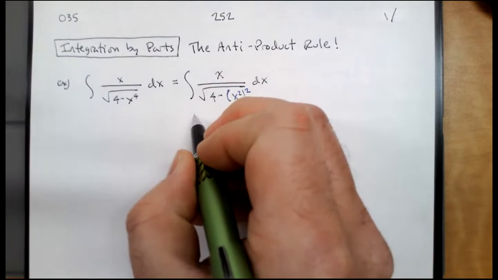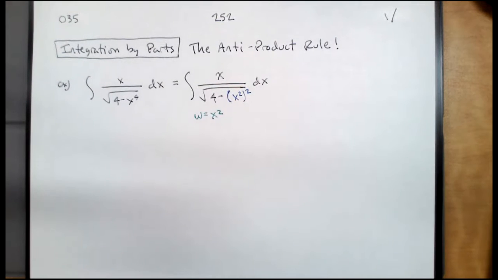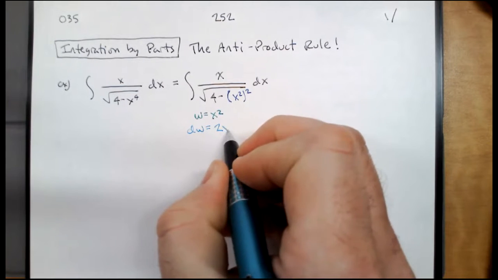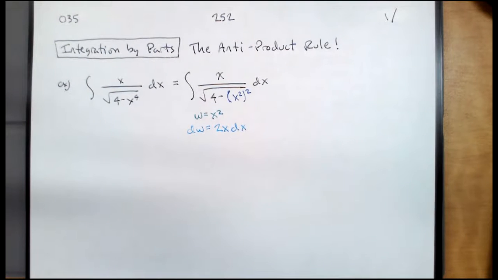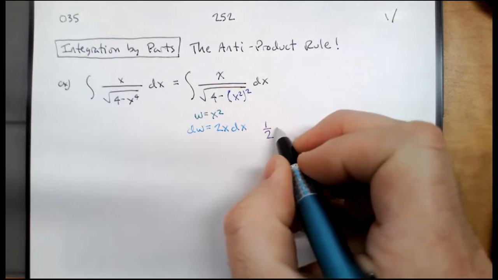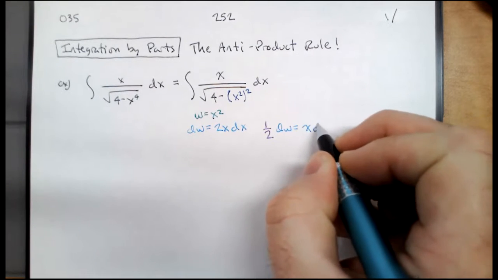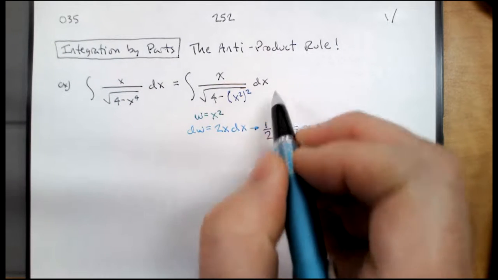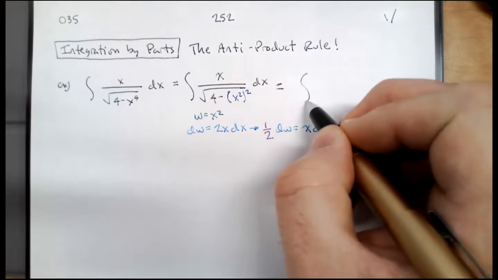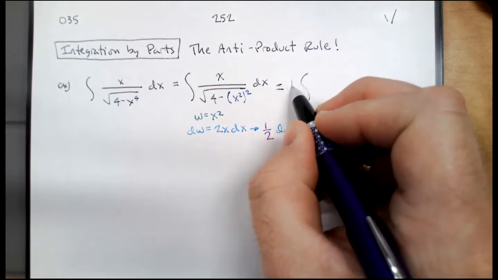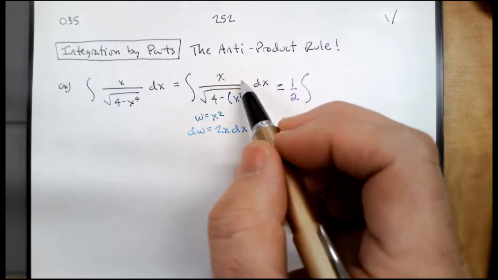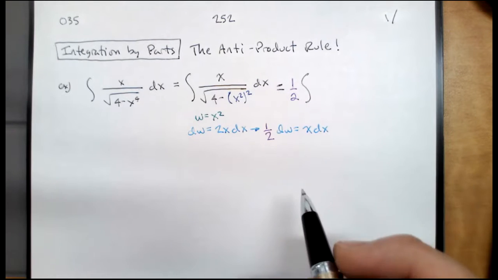And then I can make w my x squared. And then dw will be 2x dx. And then we can turn this around to get the 1/2 dw is the x dx. So the x and the dx are going to be a dw. I'm going to pull the 1/2 out because it's a constant factor. The function that we're integrating is going to be 1 over the square root of 4 minus w squared.